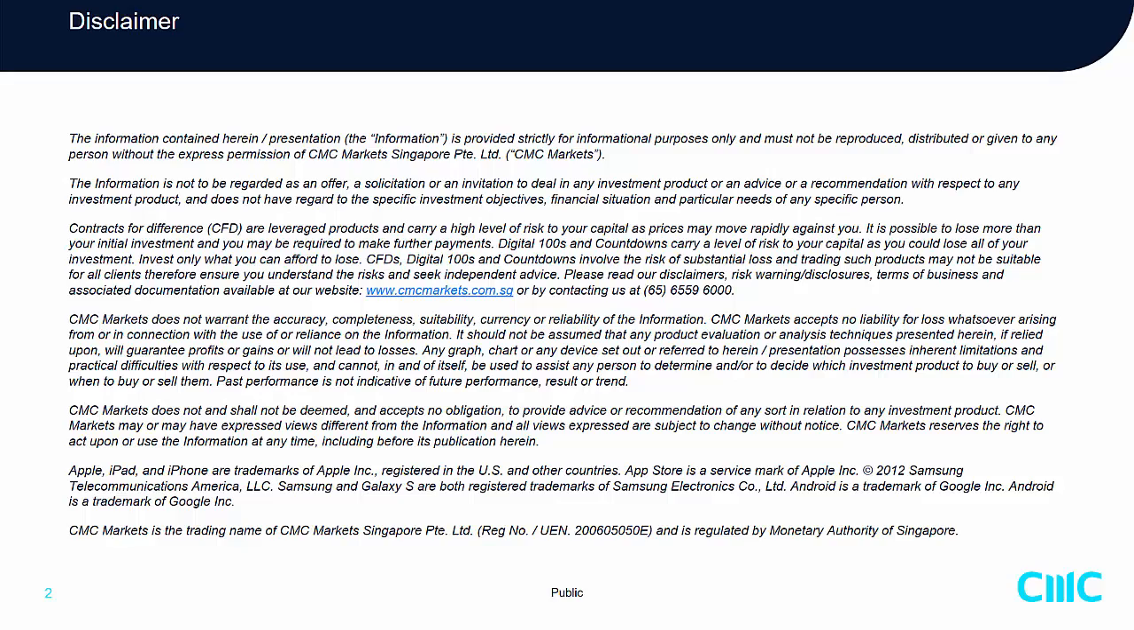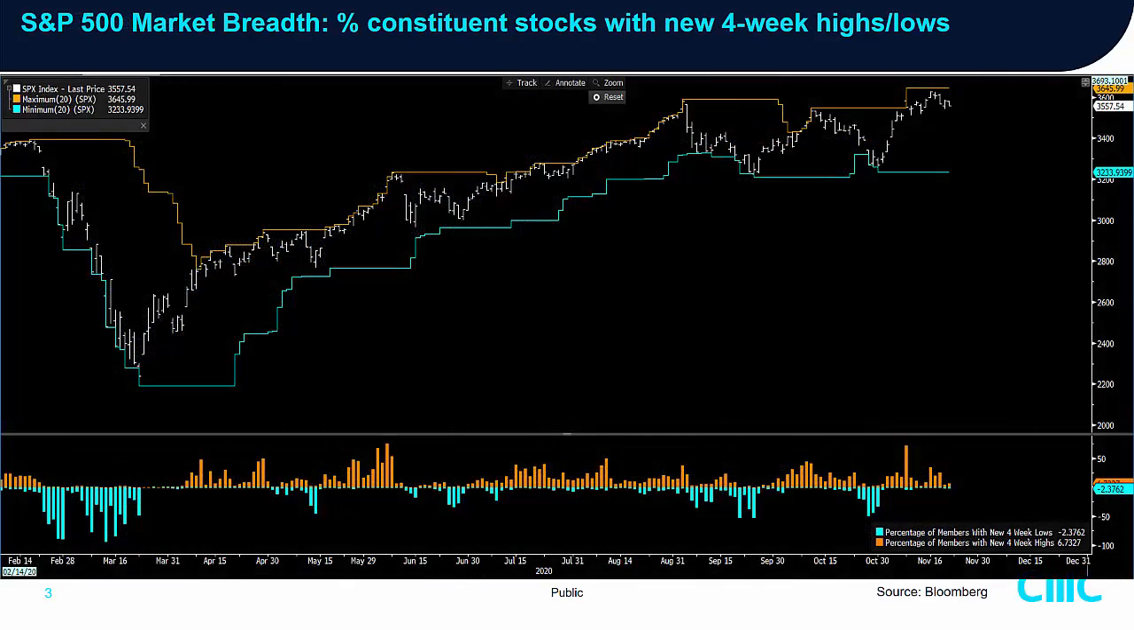First and foremost, let me share with you all the market breadth analysis on the S&P 500. This chart will indicate the percentage of constituent stocks making new 4-week highs versus 4-week lows. The bottom of the chart will tell us this analysis, as the histogram bar in orange represents the percentage of stocks making new 4-week highs, and the histogram bar in turquoise green or blue at the bottom represents the percentage of stocks making new 4-week lows.